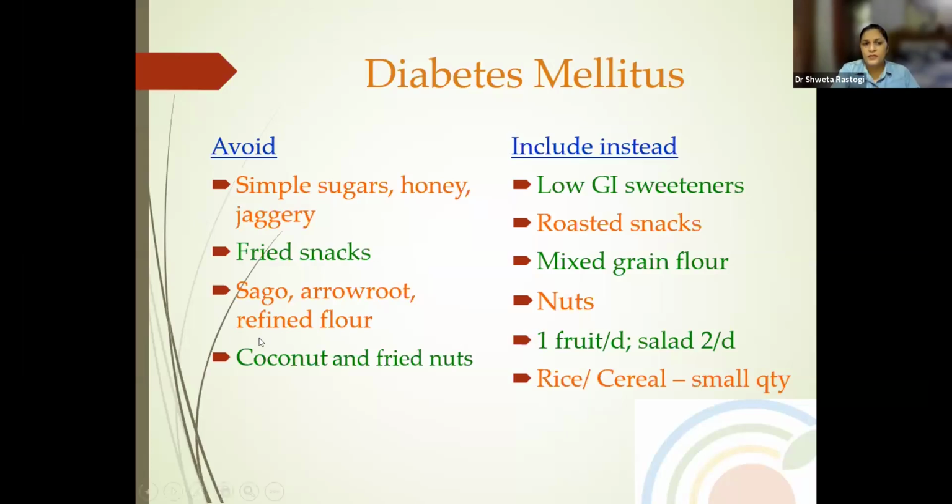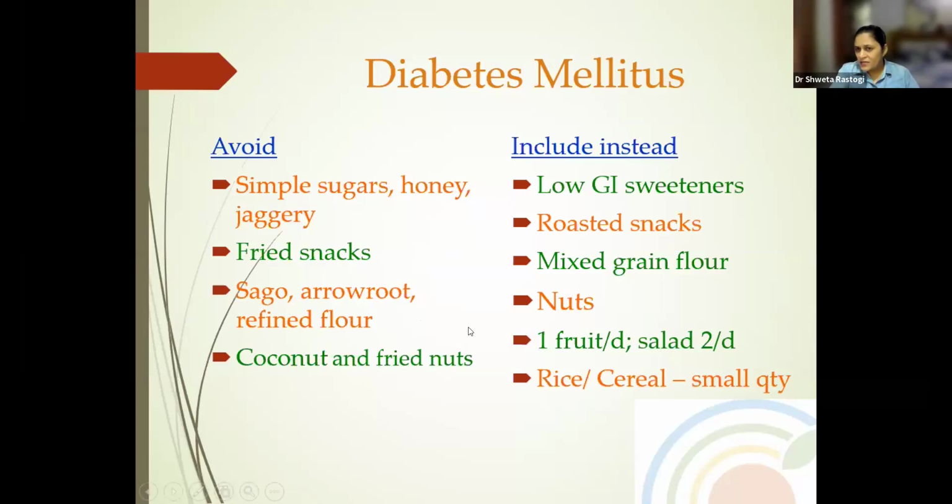Then the popular foods are sago, that is sabudana, arrowroot flour, which is used to do the coating of your aloo tikkis or various types of tikkis which are being made, and the refined flour, such as corn flour. So these three things will get readily absorbed and will increase the sugars. So instead of these, it is better.